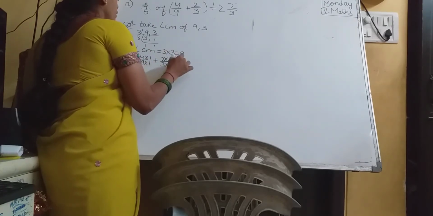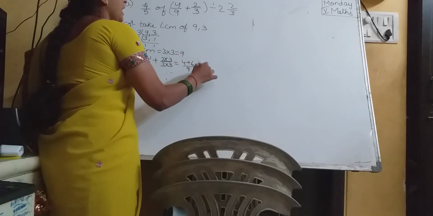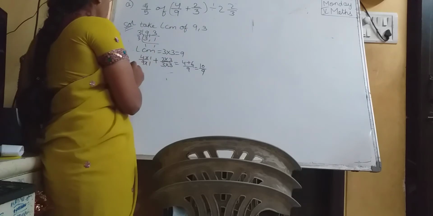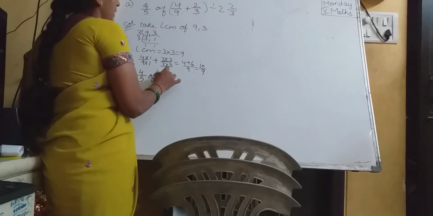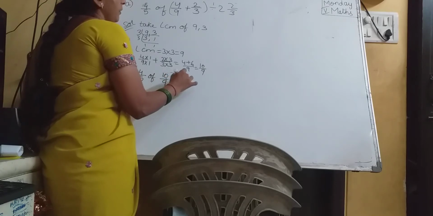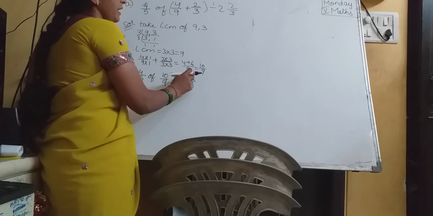Okay. Now what are you going to get? 4 plus 6 by 9. That is 10 by 9. The brackets are done, what did we get? 10 by 9. Now we are going to write that. 4 by 5 of 10 by 9 divided by 2 2 by 3. 2 2 by 3, what will come? 2 3s are 6, 7, 8.